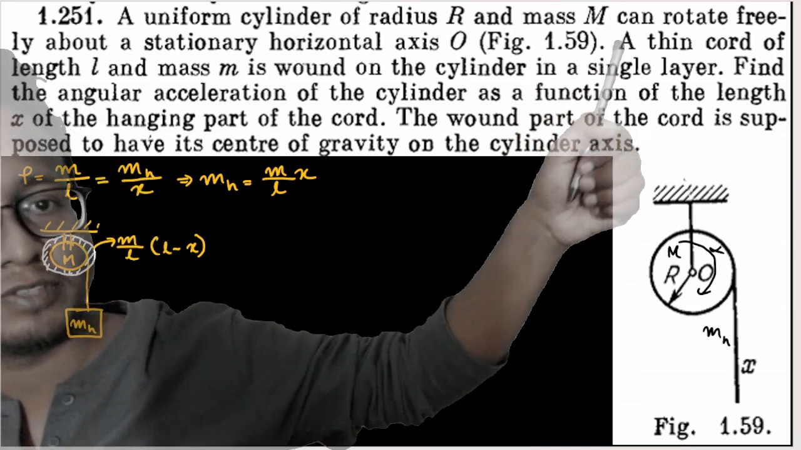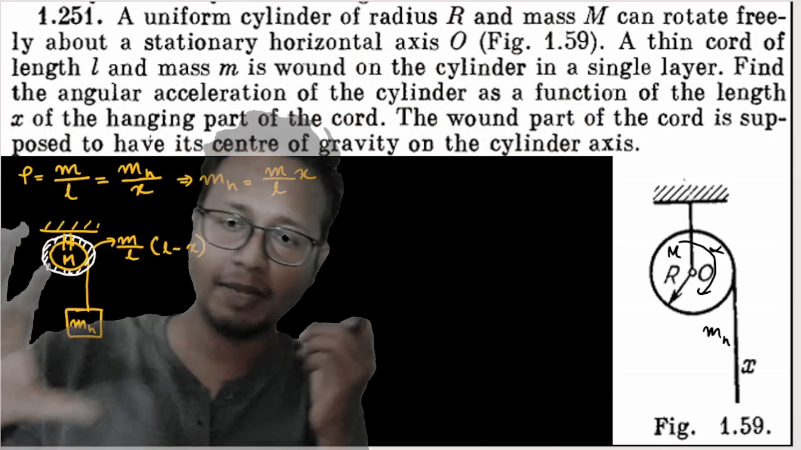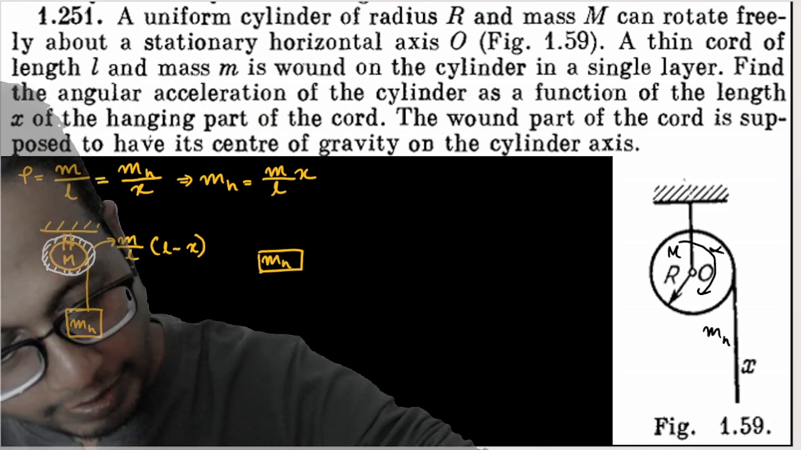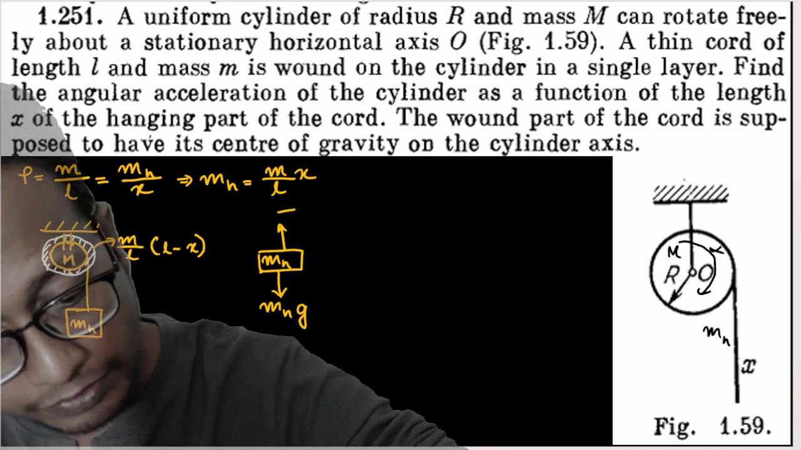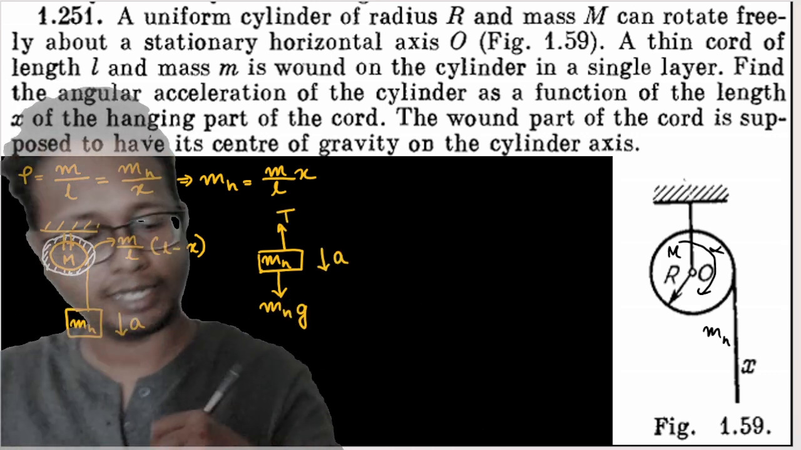The mass of this pulley is nothing but capital M. It is given in the question. The mass of the pulley is capital M, and the radius of the pulley is r. So this is my problem. Now if I draw a free body diagram, the block is hanging there, with gravity force and tension force, and it is coming down with acceleration a.